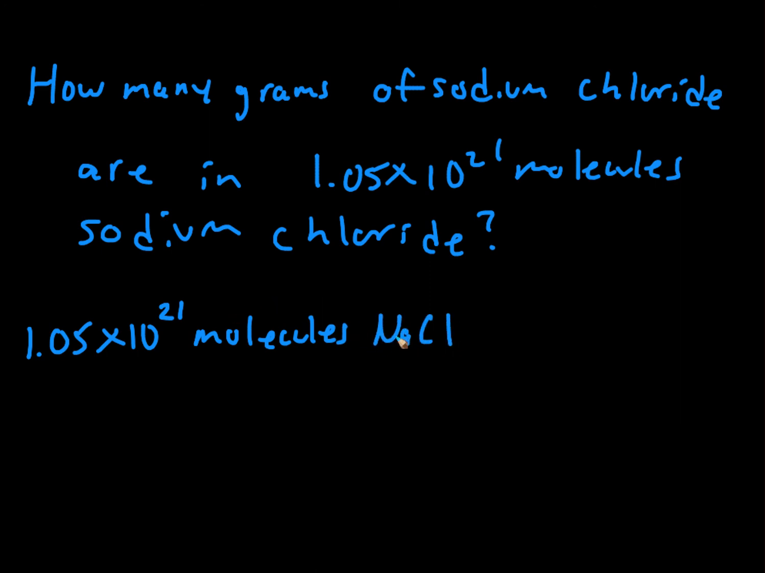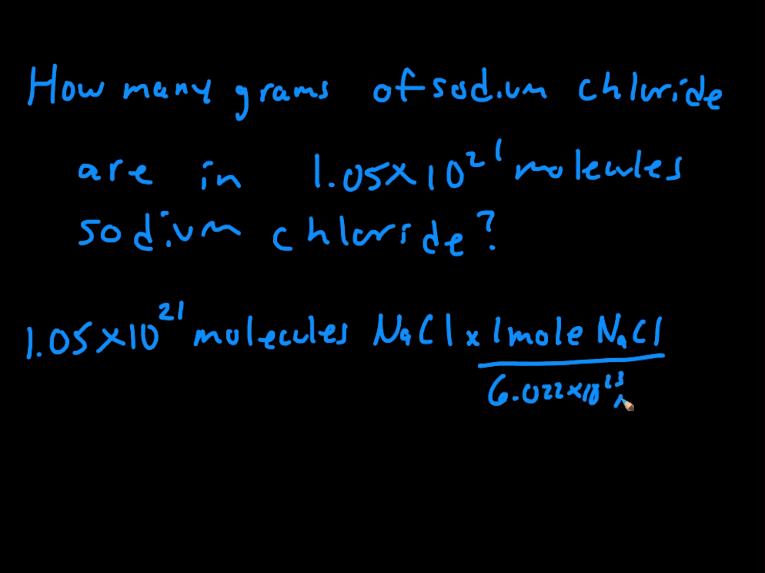So now, we're in molecules, we want to go to moles. So we're in times 1 mole. It's not asking for atoms. You don't have to count any atoms. We're just going to go 1 mole of NaCl all over 6.022 times 10 to the 23rd molecules NaCl. Now, our last step, we need to convert to grams of NaCl.